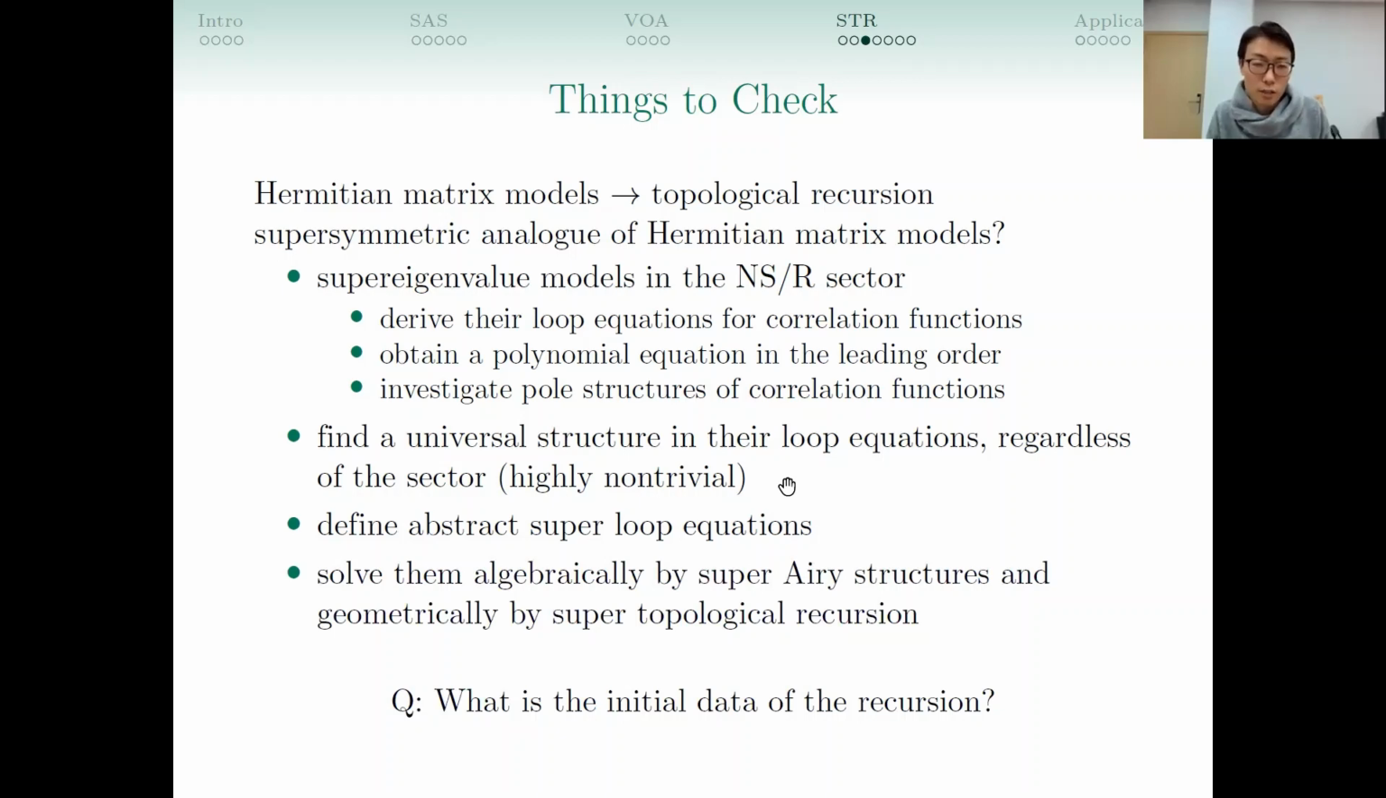Now, good. So we have the fundamental structure underlying this story. Can we solve it? In particular, can we solve them algebraically by super Airy structures that I presented in the previous section, and also solve geometrically by utilizing the geometry of super Riemann surface? This is what we have to do. And in the next slide, I'm going to show you the answer is yes. And this is how you construct the solution of the abstract super loop equations.